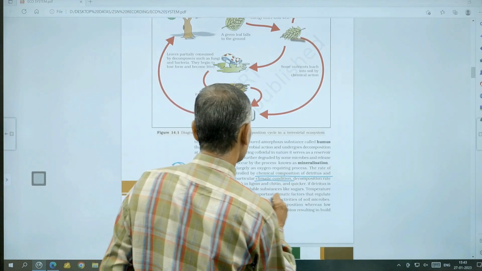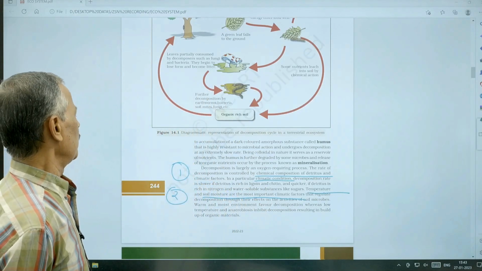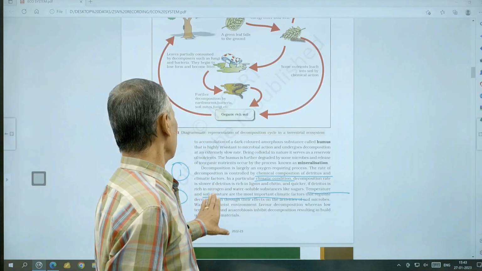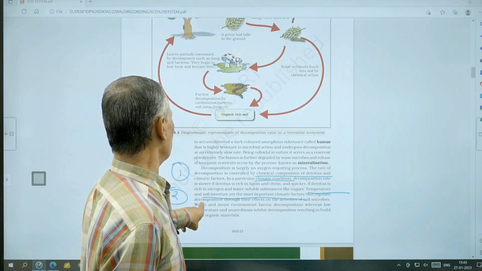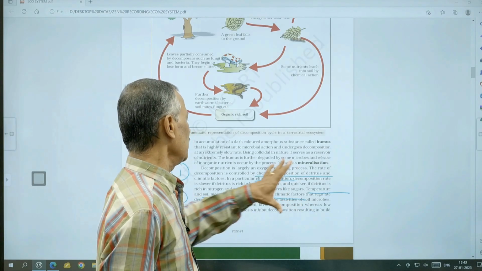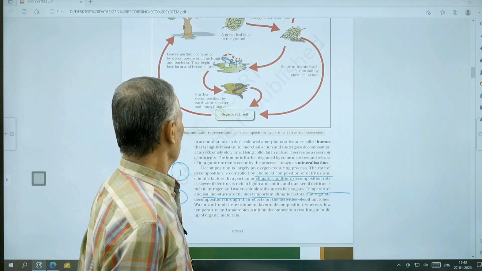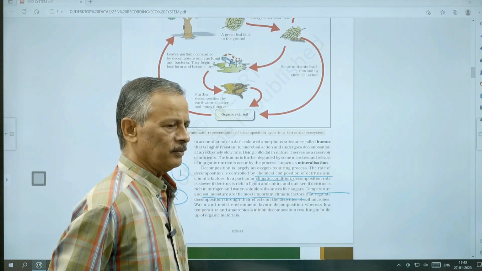Soil moisture, temperature, that is humidity in atmosphere: soil moisture and temperature are the most important climatic factors that regulate decomposition through their effect on the activities of the soil microbes. Warm and moist environment always favors decomposition.